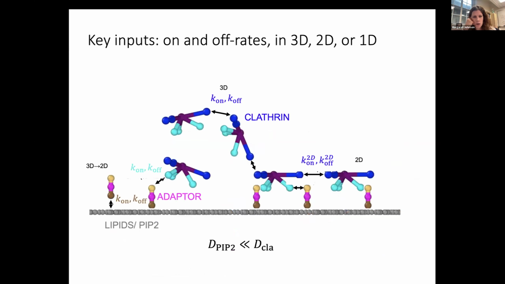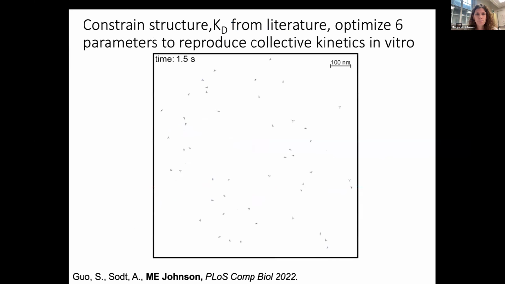Okay, and so of course this is reaction diffusion, so there are key inputs for us. You also have to specify the structure of the components, the on and off rates for all the interactions. If they move from 3D to 2D, there's a change in the rates due to the change in the dimensionality of the search, and that has to be specified. And of course, the diffusion constants for the components. The diffusion on the membrane is at least 100 times slower than diffusion in solution.